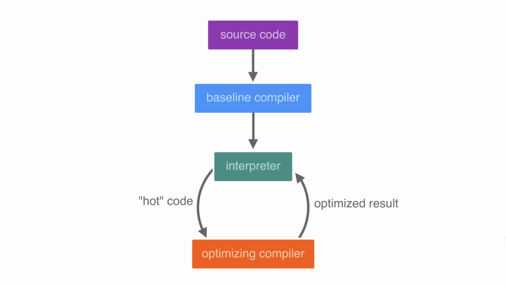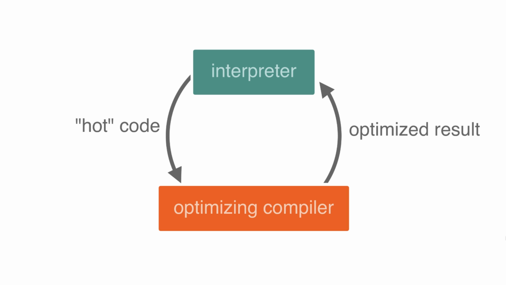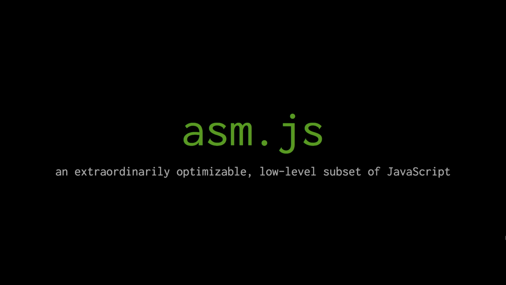But let's go back to this chart for a second. So we have a baseline compiler that knows all of JavaScript but can't make it fast. And we've got this optimized compiler that knows how to optimize a subset of JavaScript and make it really fast. So what if we make the entire airplane out of the bits that the black box is made out of? Wouldn't that be pretty quick? So Firefox and Mozilla started thinking about this, and in 2013 they announced this fun little thing called asm.js, which they classify as an extraordinarily optimizable low-level subset of JavaScript. And that's basically all it is.